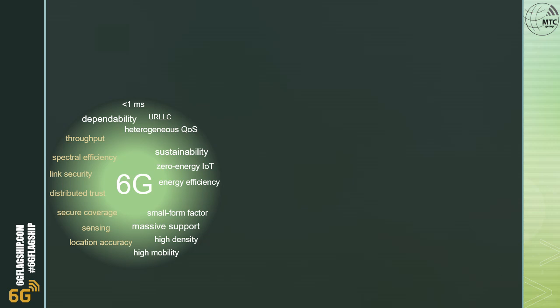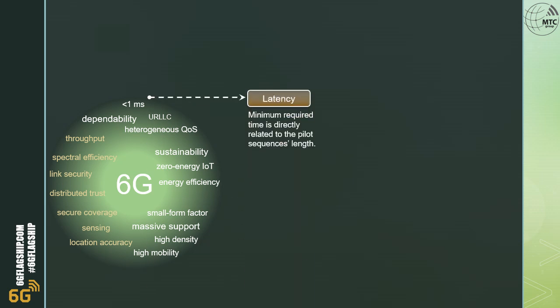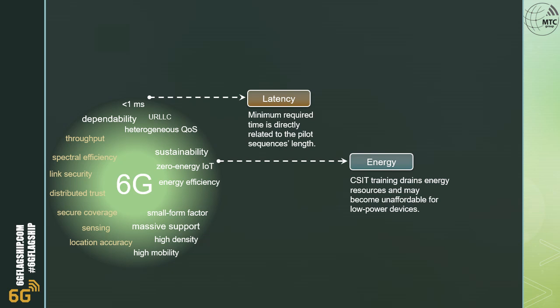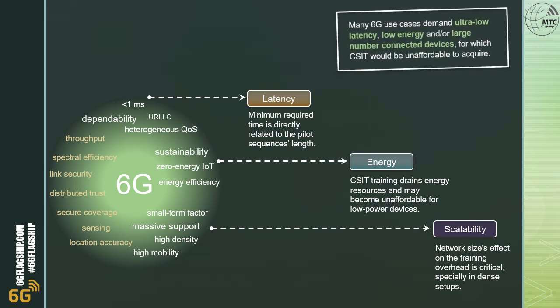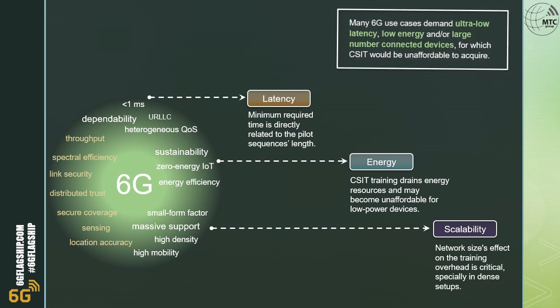However, towards many 6G use cases, the challenges and associated costs of operating with CSI, specifically at the transmitter side (CSIT), are enormous, especially in terms of latency, since the minimum required time for CSIT acquisition is directly related to the pilot sequence length. They may be enormous also in terms of energy, since CSIT training drains energy resources and may become unaffordable for low power devices, and also in terms of scalability, since the network size effect on the training overhead is critical, especially in dense setups. In the paper, we overview these main limitations of CSIT-based design toward the 6G era. But the main point here is that many 6G use cases demand ultra-low latency, low energy, and a large number of connected devices for which CSIT will be unaffordable to acquire.